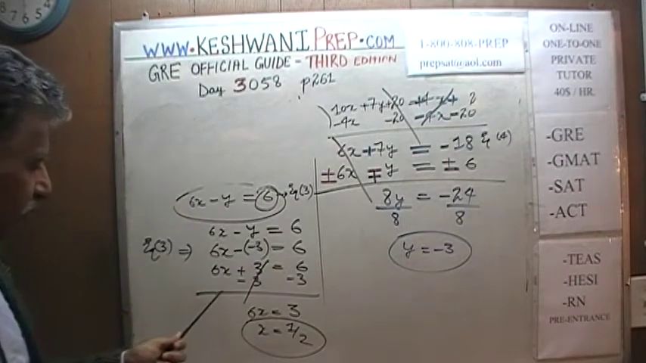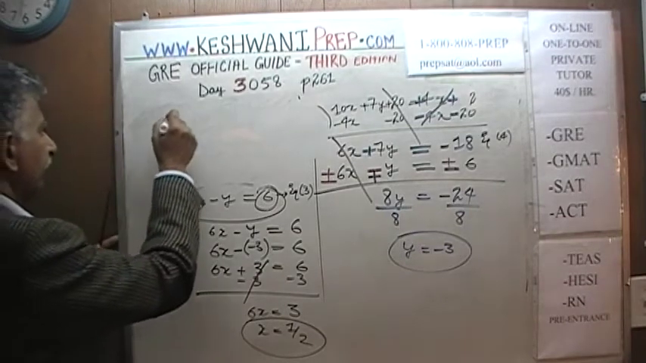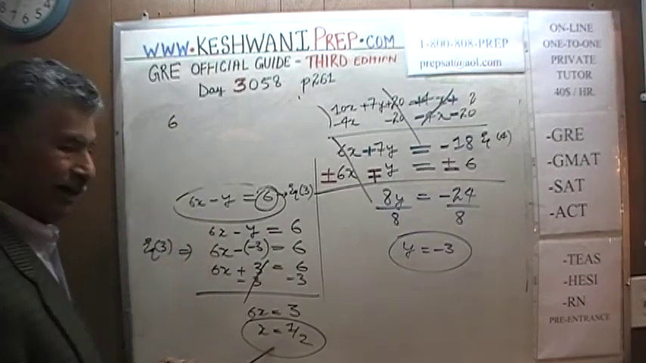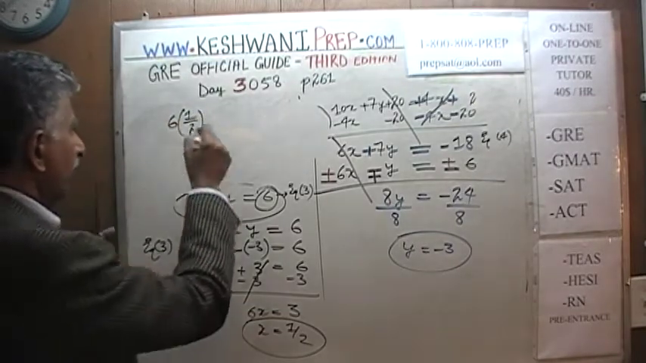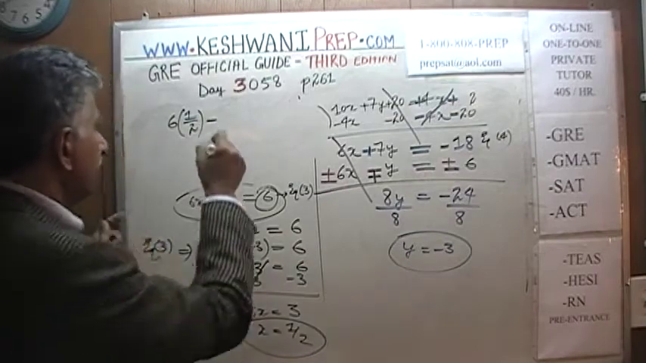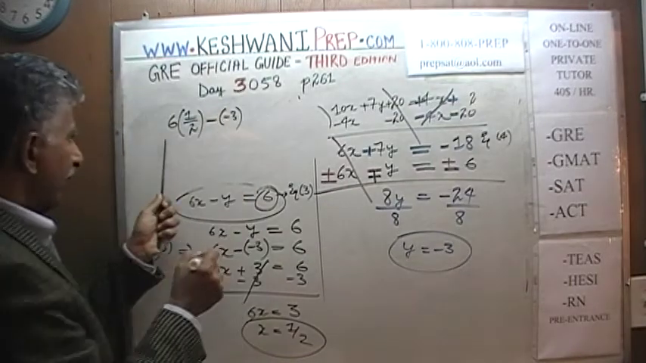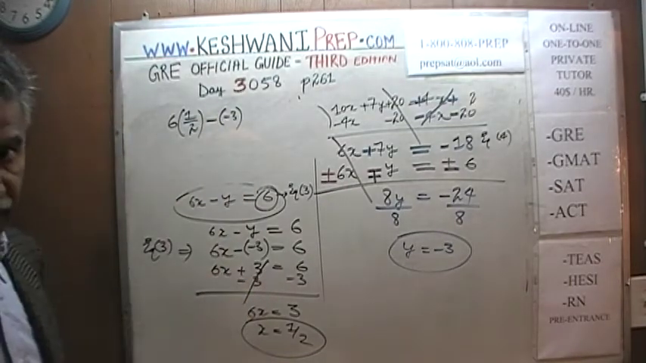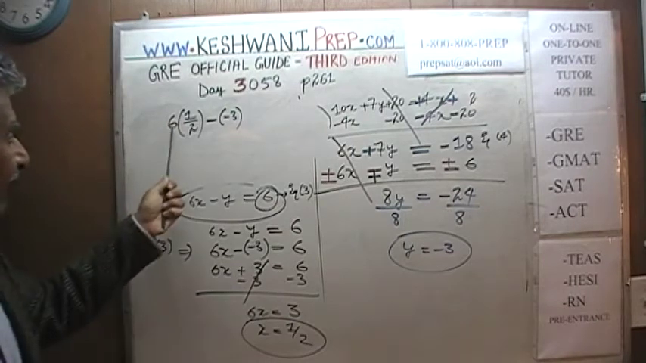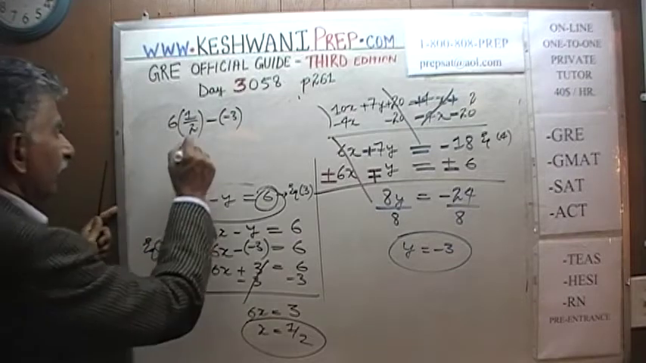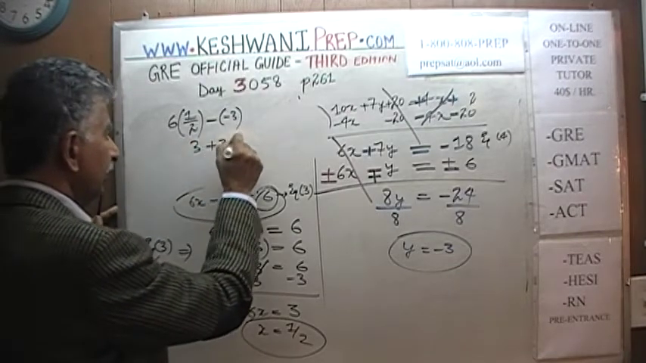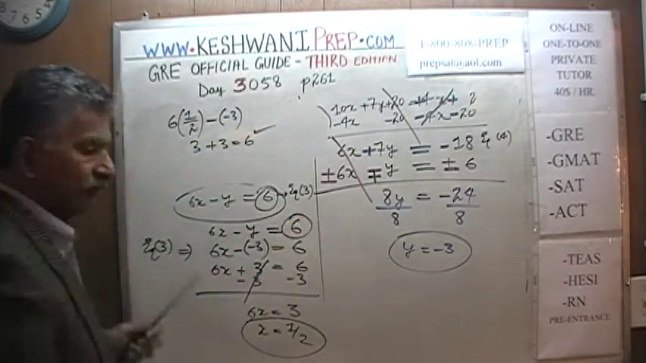So we are using equation 3. Equation 3 tells us 6 times x, x we are claiming it to be half, minus y, which is negative 3, and that better add up to 6. If it doesn't, then we are in trouble. As you can see, half of 6 is 3, and negative 3 and a negative 3 is going to become positive 3, so it's simply 3 plus 3, which is indeed 6, which is supposed to be 6.